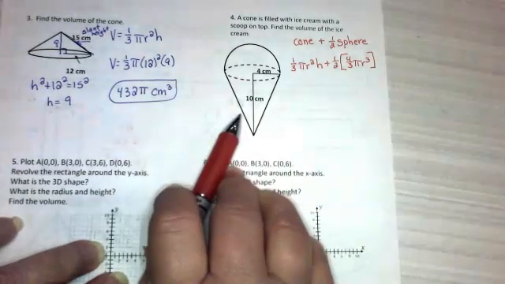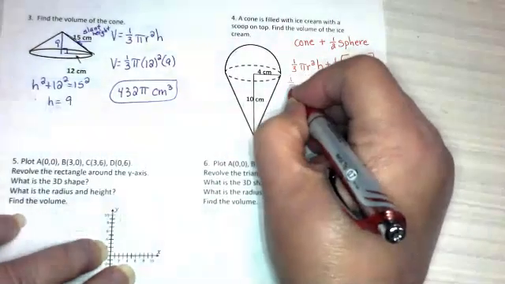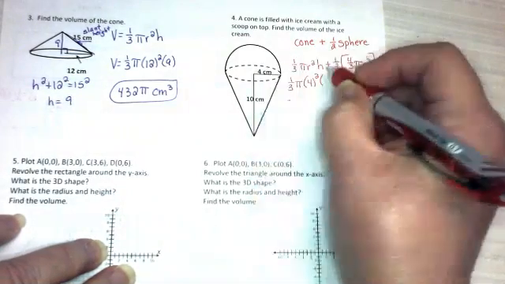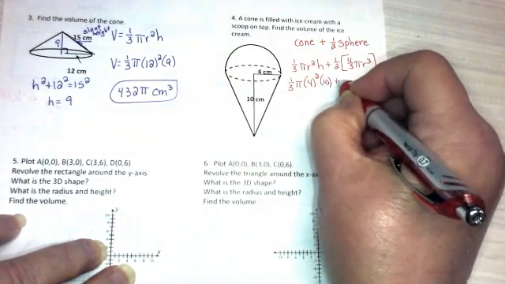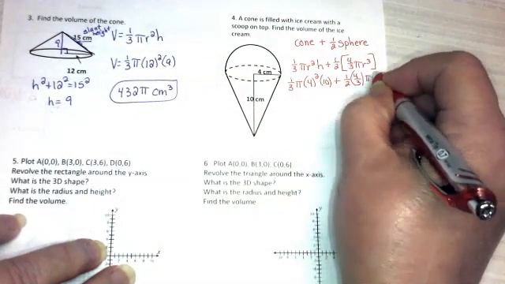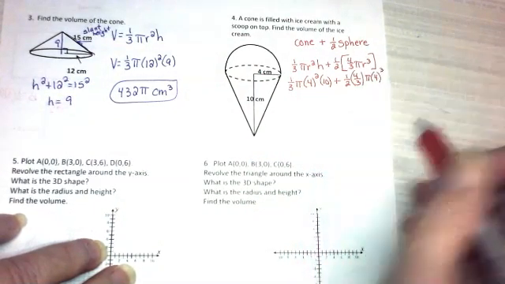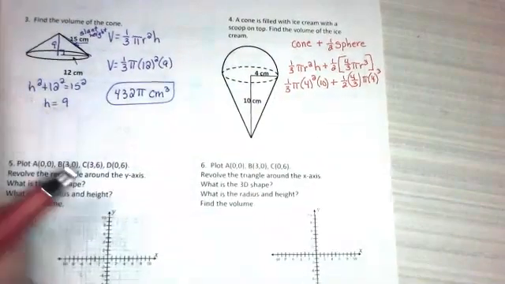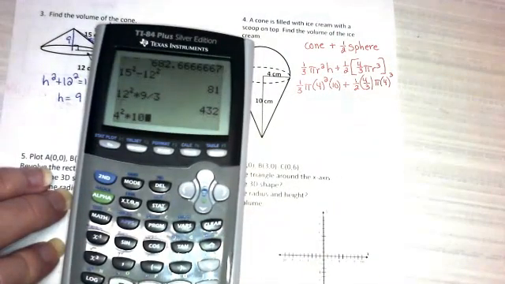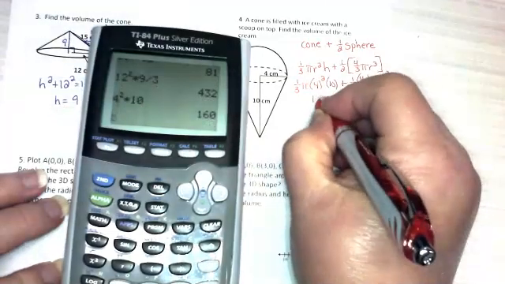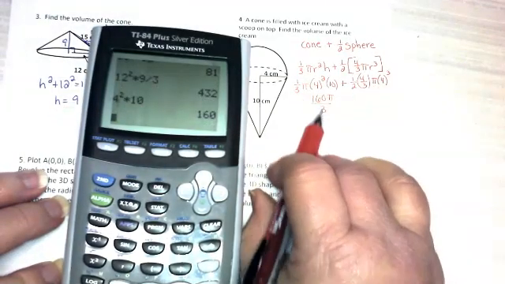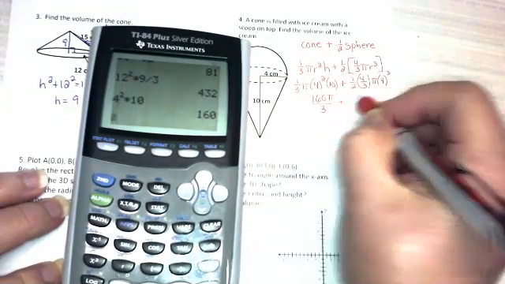So let's plug in what we know. My radius is 4. My height of my cone is 10. And for my sphere, all I need there is my radius, which was 4 to the third power. Okay, let's see what happens here. 4 squared times 10 is 160 pi over 3. Because I know that doesn't divide nicely, I'm just going to leave it over 3 for now.